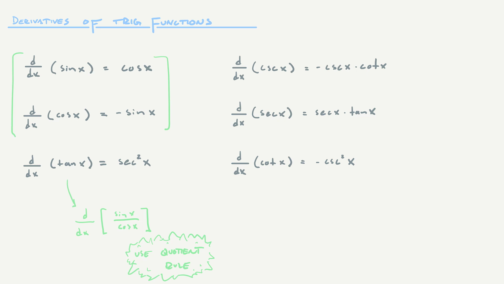But if we go through them, the derivative of the cosecant function is negative cosecant x times cotangent of x. The derivative of the secant function is one of my favorites. It's secant x tangent x. And then you got the derivative of the cotangent of x, which is equal to negative cosecant squared x.